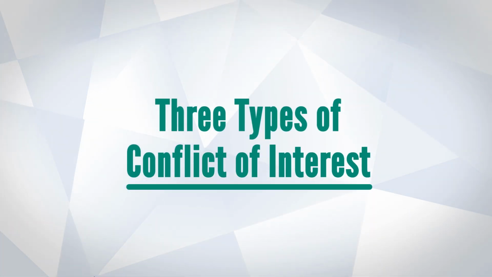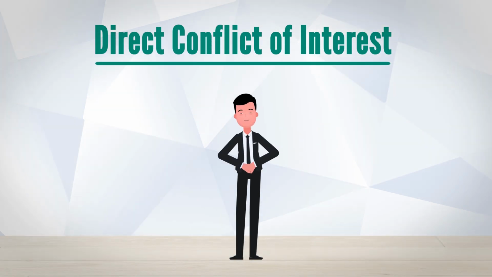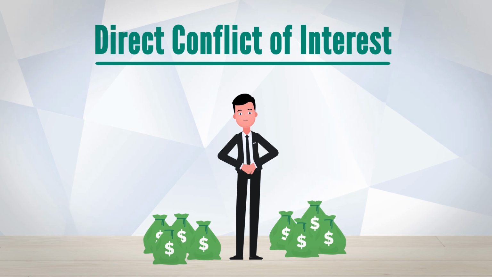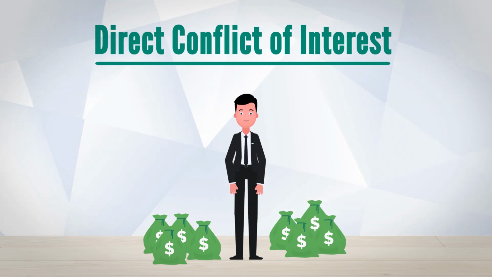There are 3 different types of conflict of interest to manage. Direct conflict of interest is when a board member or committee member stands to gain or lose money or goods personally because of a decision made by the association.